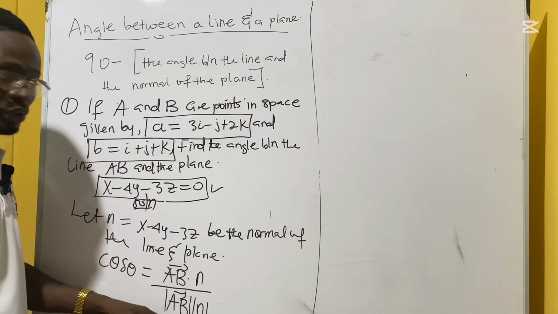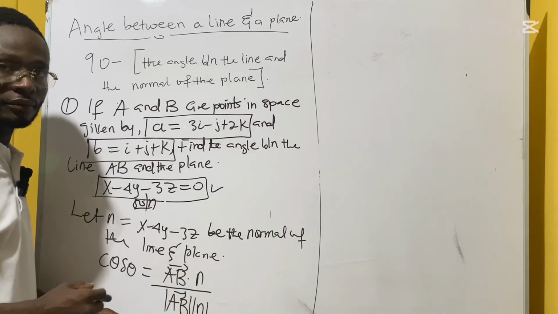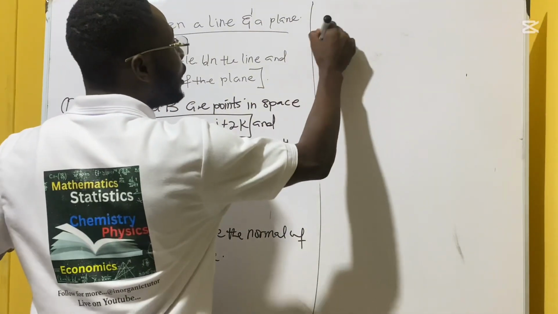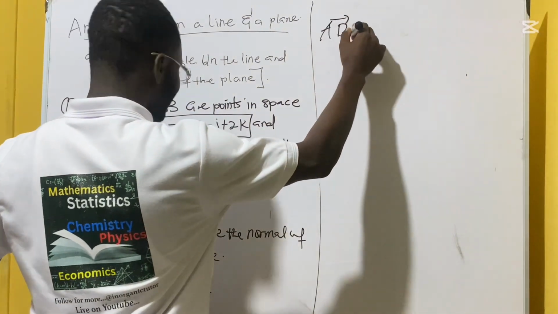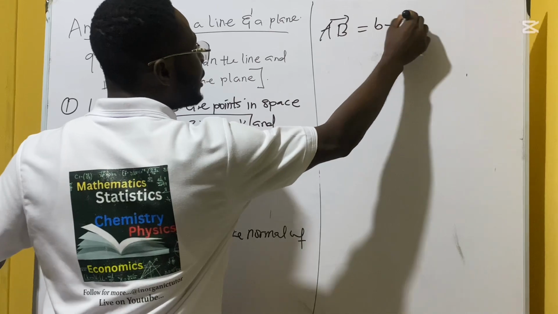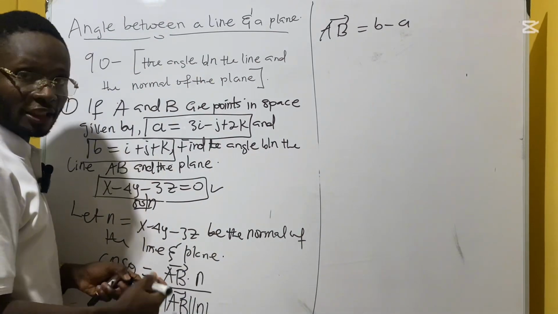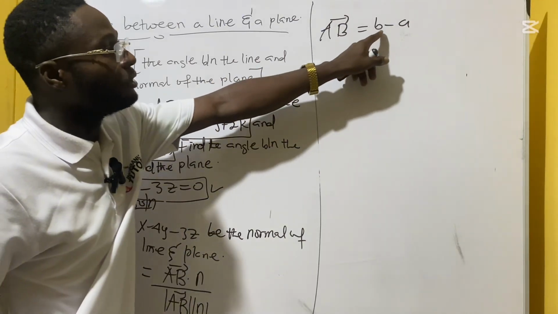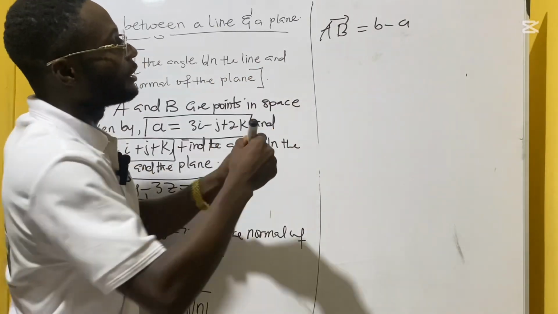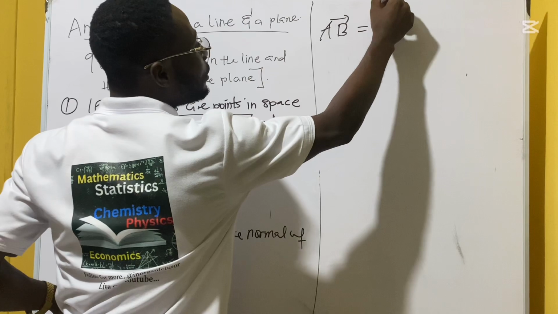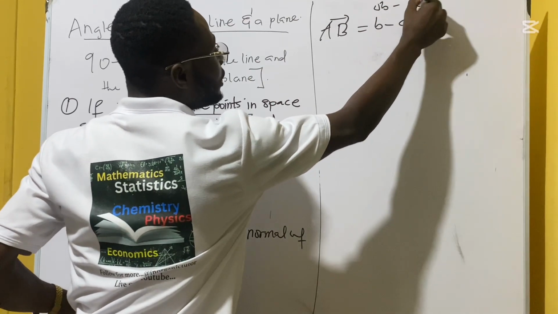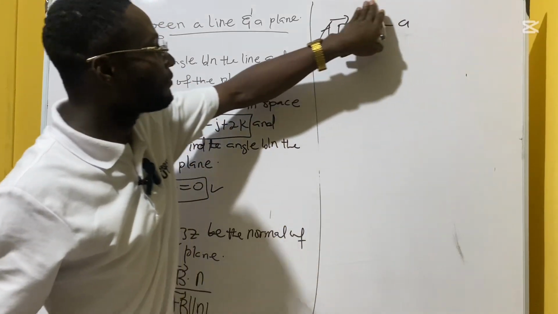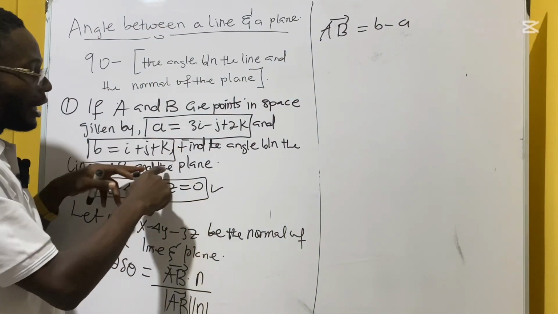And that is what we are going to use over here. Let's dive into it. So here, our AB is equal to B minus A. We know that to find the position vector AB, it's going to be B minus A. You can use OB minus OA, they are all the same. So that is what we have. We know our A, we know our B.